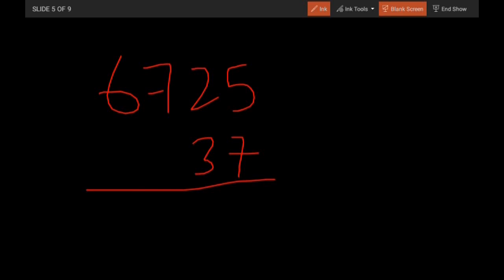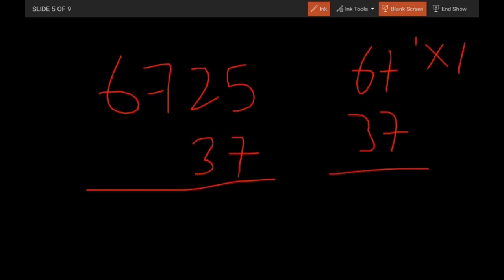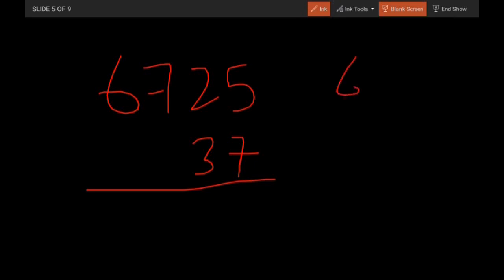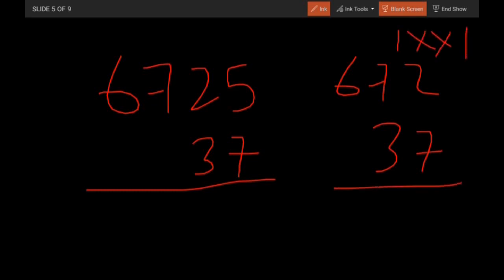How will you solve 2d into 2d like 67 into 37? How did we do this? It is just simple: straight, cross, straight. And how did we solve 3d into 2d? It is also the same, but we added one more cross, like 672 into 37. We introduced one more cross. That's it. So it is going to be straight, cross, cross, and straight.